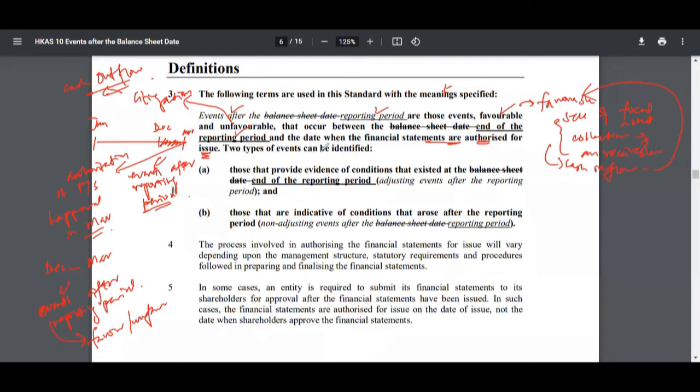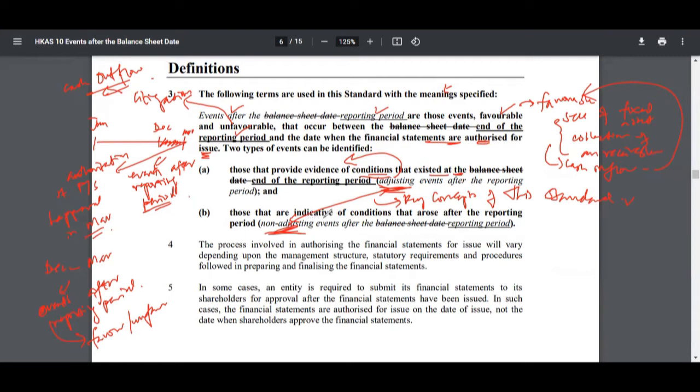Then you have two types of events. You have adjusting events, and then you have non-adjusting events. So these again are very key concepts of this standard. Now, adjusting events are basically events for which the conditions actually exist at the end of the reporting period. So the conditions actually exist. There's a hint, or there's something which is there at the end of the reporting period.